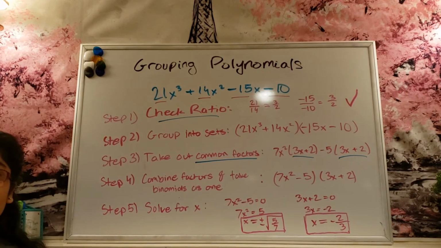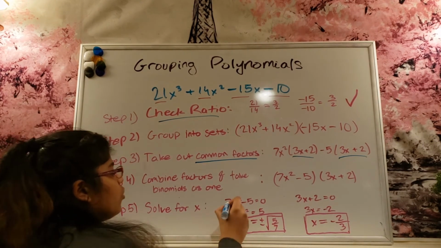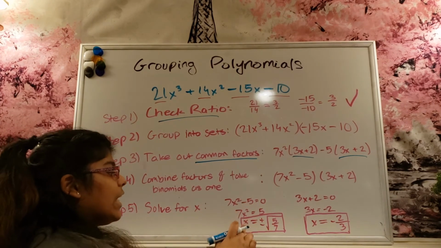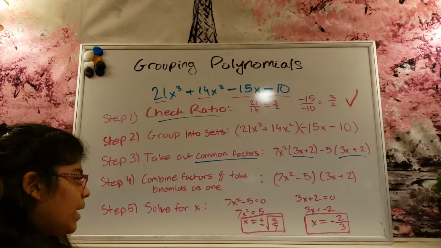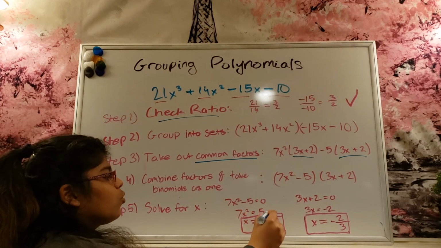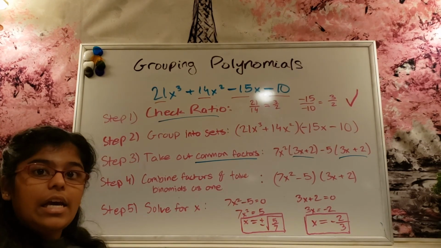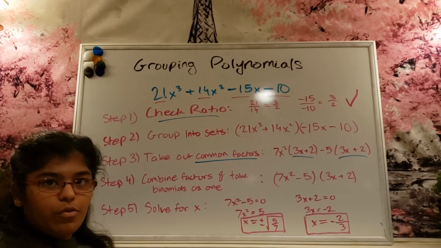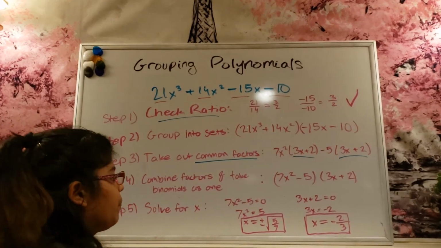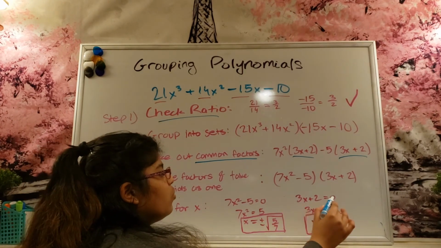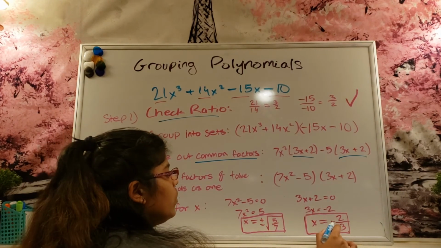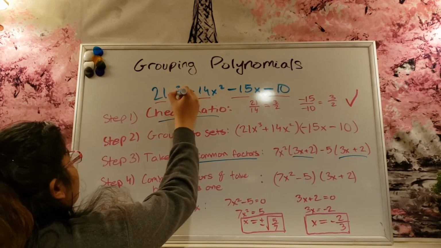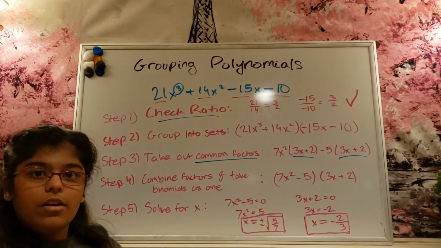Step 5 is to solve for x. So 7x squared minus 5 is 0. Through this process, we get x equals, don't forget the plus or minus, the square root of 5 over 7. Now, if the problem asks for it, you will need to rationalize, but for now, we will just leave it as it is. And here, 3x plus 2 is equal to 0, and x is equal to -2 over 3. Here we have 3 solutions, and the highest degree of our polynomial is also 3, so we know that this is correct.